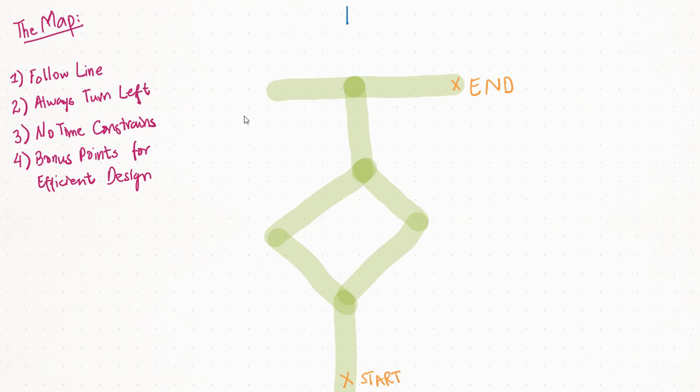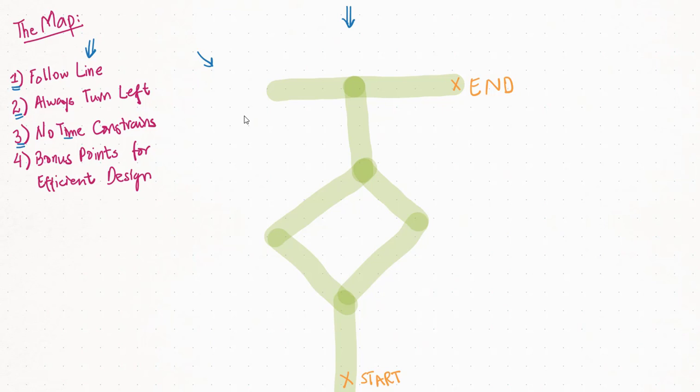So here is the map we would be trying our robot to navigate through, and these are some of the rules we would be following throughout this course to make our robot navigate through this map. Now, it definitely has to follow the line. It should always turn left in case there is a decision to turn left or right. There are no timing constraints for us.